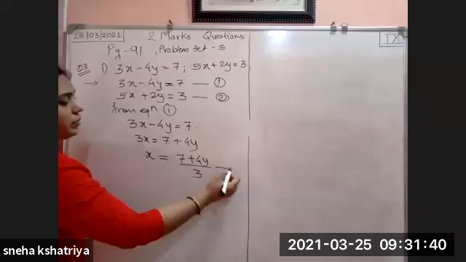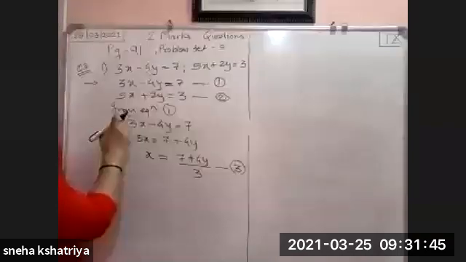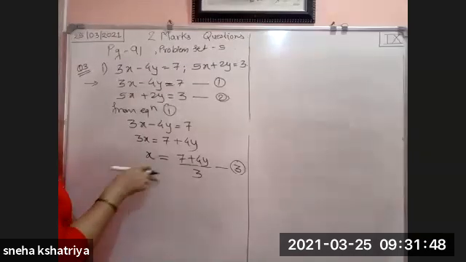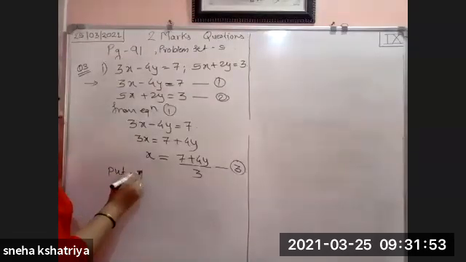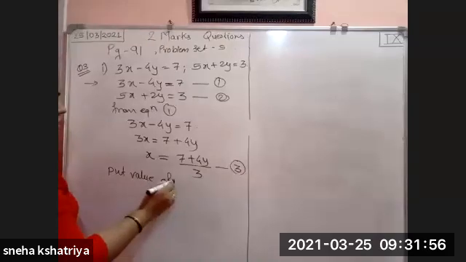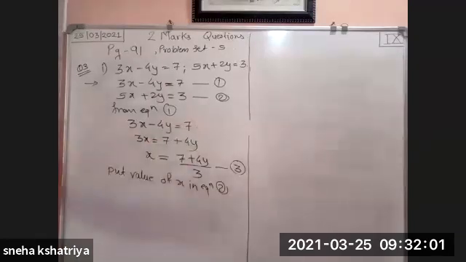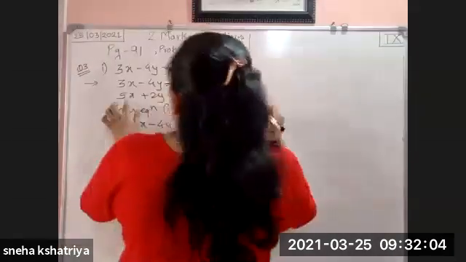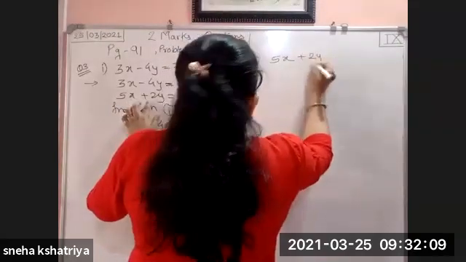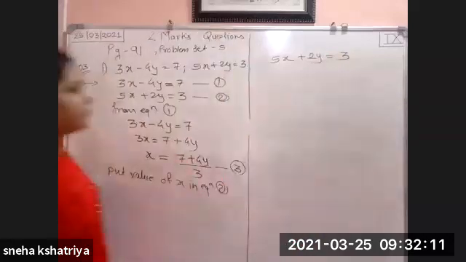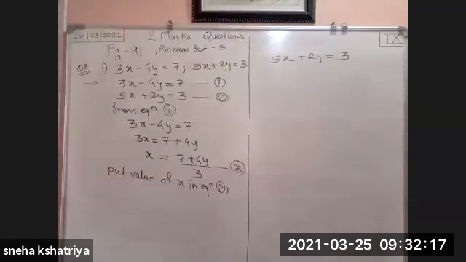Call this value equation number 3. This value we have to put in equation 2, because from 1 we found the value. We will put this value of x in equation 2. At the right side we will solve. What is equation 2? See, 5x plus 2y is equal to 3. Put the value of x.